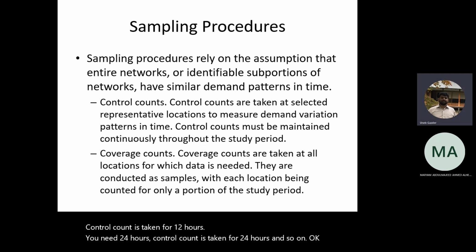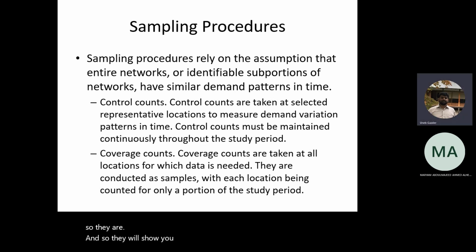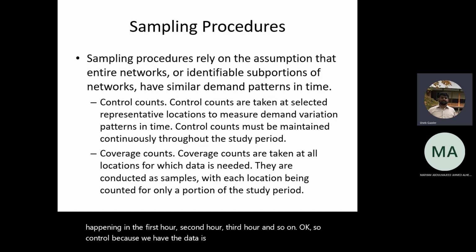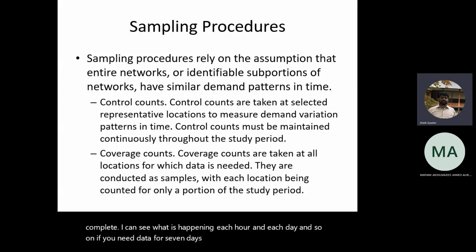So they will show you the complete variation of demand. What is happening in the first hour, second hour, third hour, and so on. So control, because the data is complete, right? When data is complete, I can see what is happening each hour and each day and so on. If we need data for 7 days, a control count is for 7 days, so I can see the variation each day there.